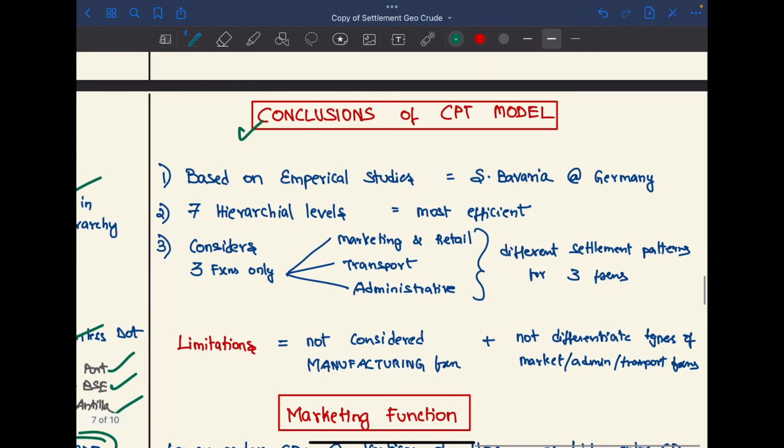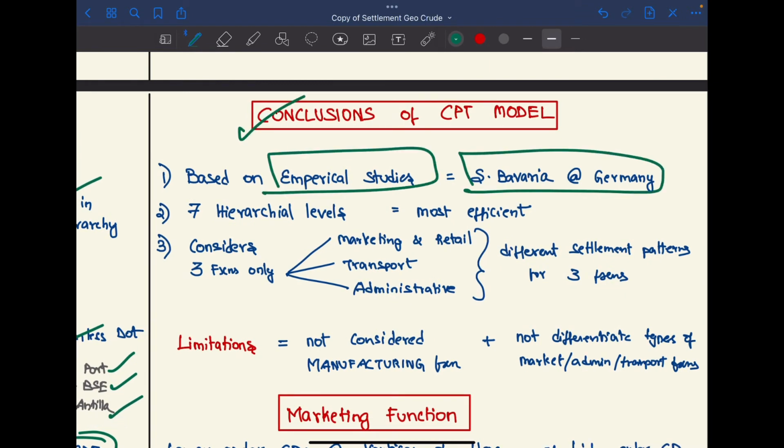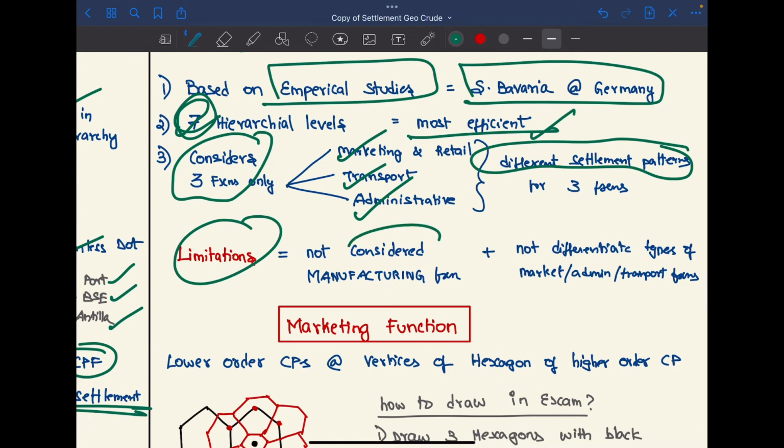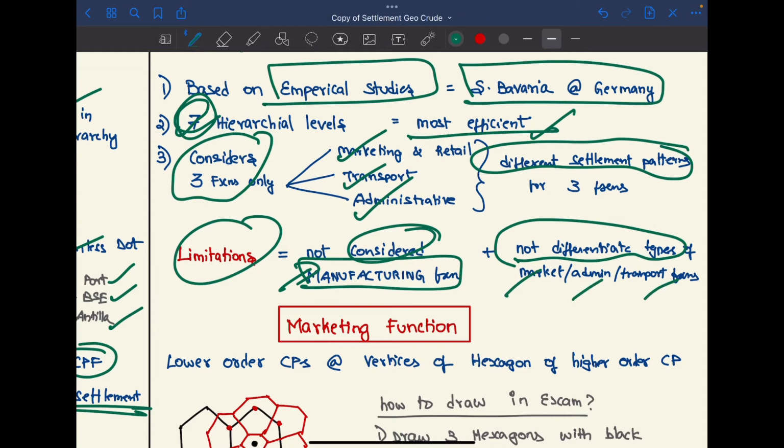So what are the conclusions of the CPT model? It is based on the empirical studies of South Bavaria in Germany. So 7 hierarchical levels is the most efficient one. It considers only three functions, which are marketing and retail, transport and administration. For these three, three different settlement patterns are given. What are the limitations? It does not consider the manufacturing function, which is a very important function. Also, it does not differentiate different types of marketing, administration or transport functions.